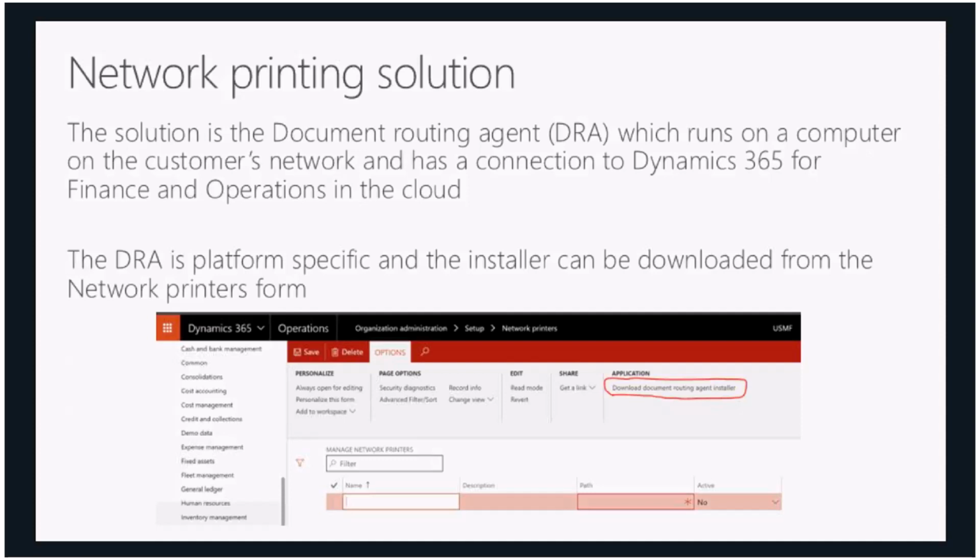So that's what I said. The document routing agent sits on a computer on the customer's network and has a connection in the cloud. And you'll see those things. You install the document routing agent on that computer. You install the printers on that computer. The printers show up in the document routing agent. But the start of it is from the network printers.